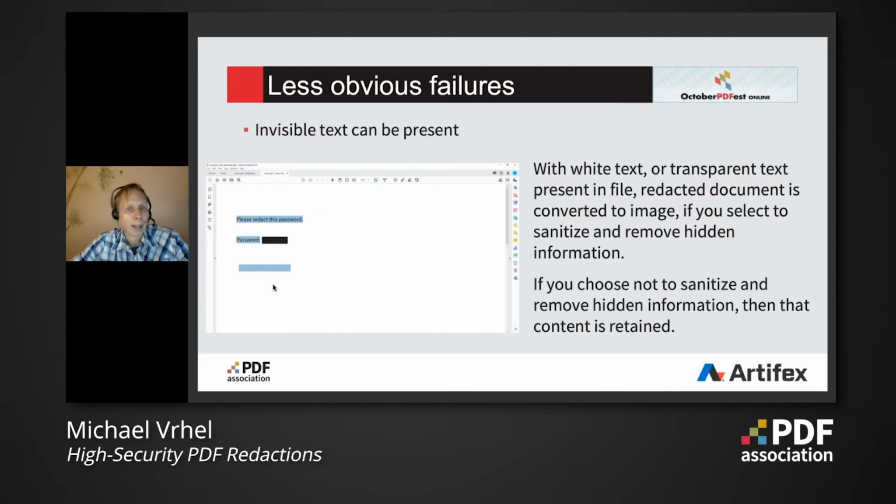Now, in Acrobat Pro, if you choose to do the sanitize step, it appears to me that it does a little bit of analysis and determines if there's material that's been drawn that's completely transparent, or if you've drawn with white text, then it will actually render that particular page to an image, which would effectively remove that information. So that again is still in the less obvious failures.